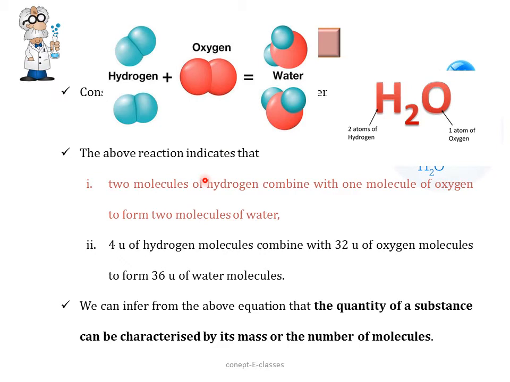Now in terms of atomic mass, we can write 4 u of hydrogen molecules, because we know that the atomic mass of one hydrogen atom is 1 u. So here 4 atoms are used, so 4 into 1, which is 4 u. In the case of oxygen, the atomic mass of one oxygen is 16 u. 2 atoms of oxygen are used here, therefore 32 u of oxygen molecules. They form 32 plus 4, 36 u of water molecules.